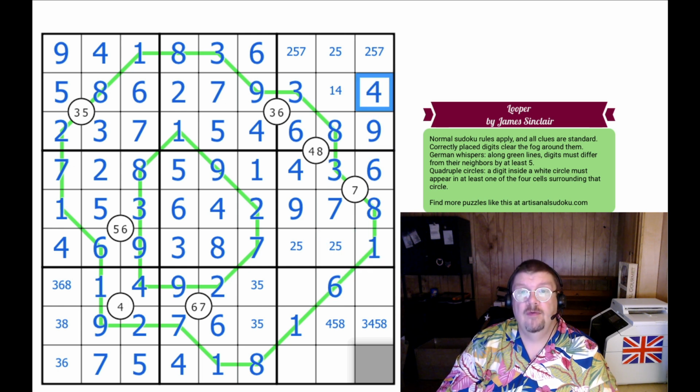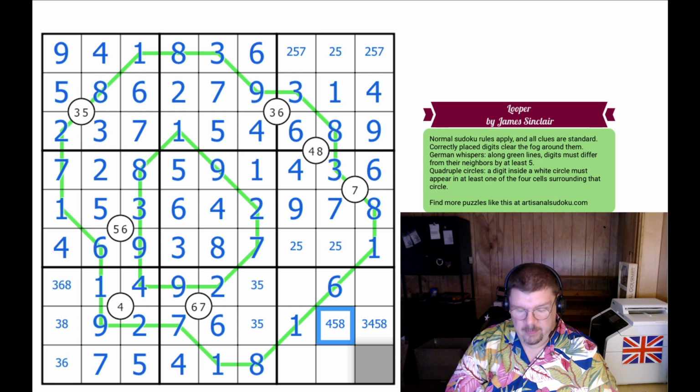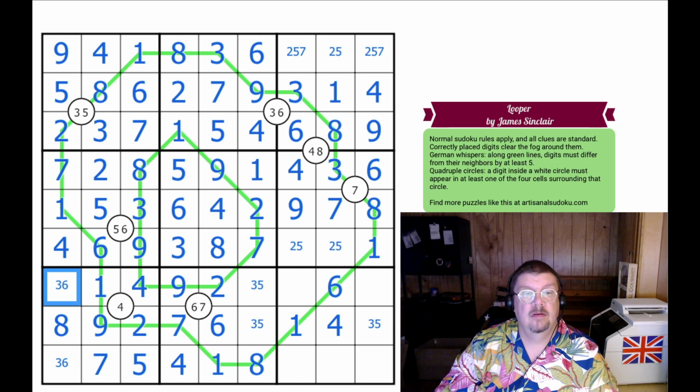That gives me 4 and 1 up here. I have a 2, 5 pair in the column. And I've got an 8 in the column, so that makes that 4. That's not 4 or 8. That is a 3, 5 pair in the row, making that 8. 6 in the row makes that 3, and that's 6.